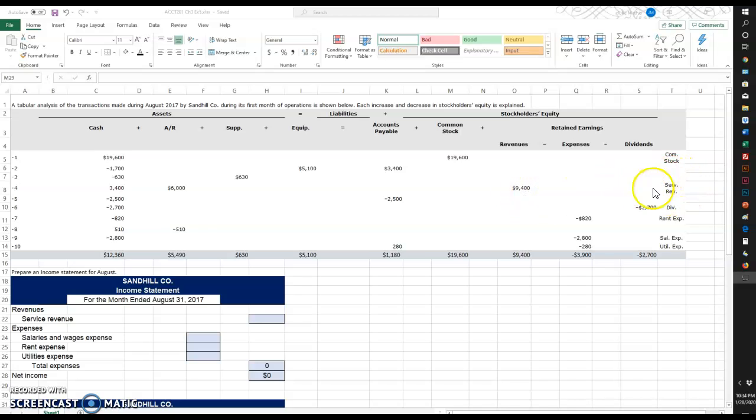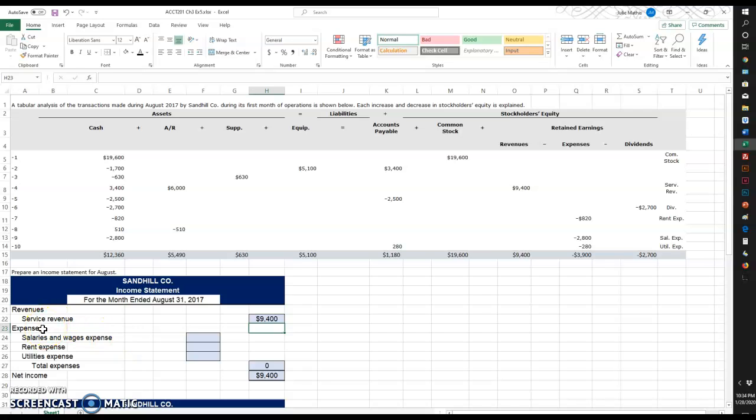If we look over here, we can see an explanation, and it's a service revenue, so that's why I've listed it as a service revenue. I'm going to put in that number of $9,400, and then we're going to look for our expenses.